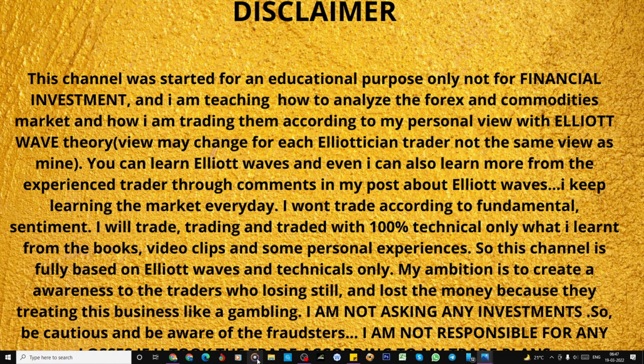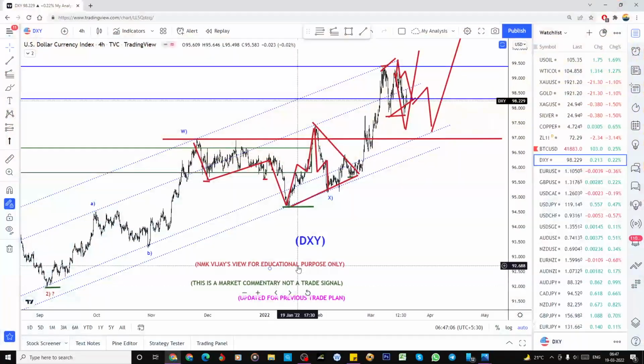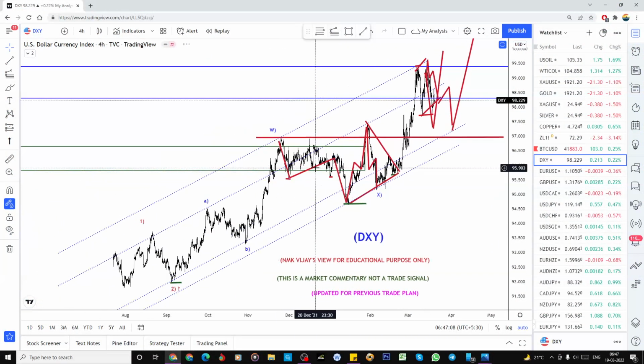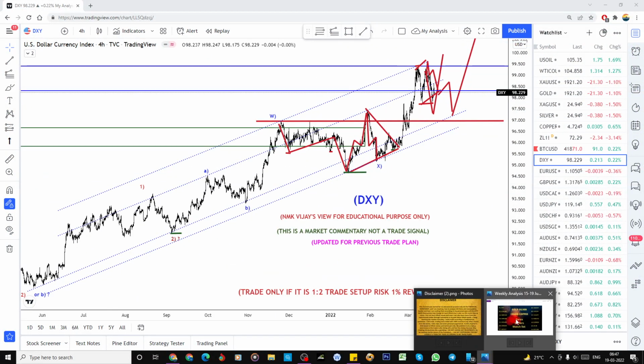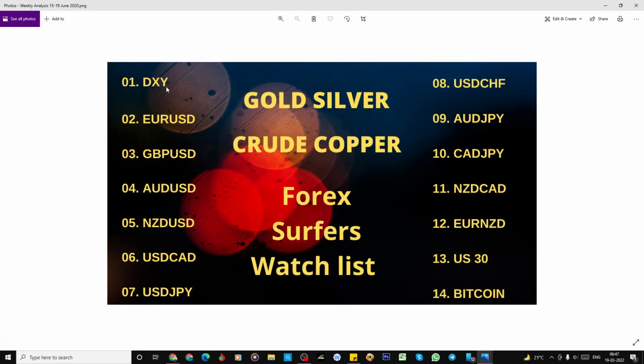So let's move on to DXY. Later onwards we will move on to our watch list. Regularly what we are doing starts from DXY and ends with commodities: gold, silver, copper, crude.